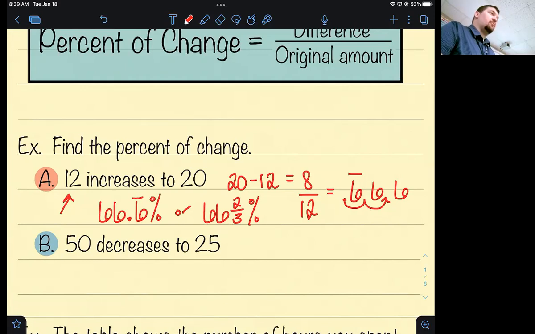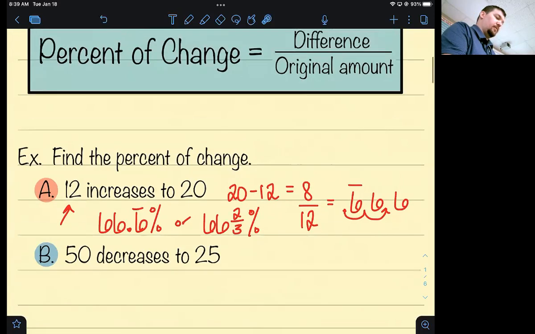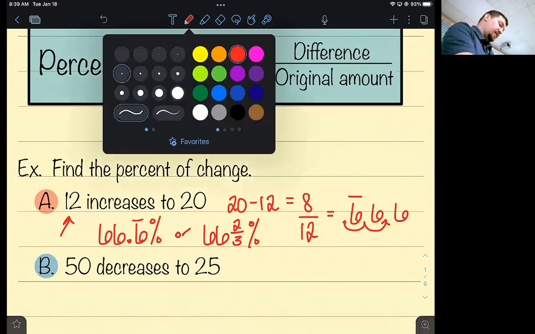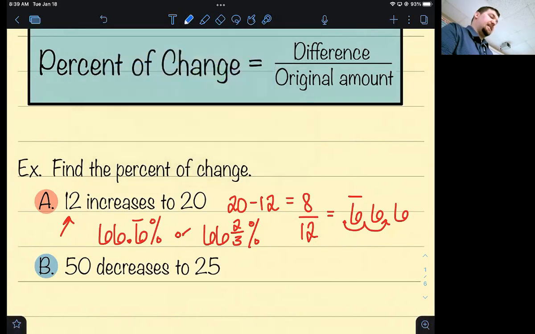All right, so let's recap. What did we do? We subtracted to find our difference amount. We put that 8 on top. We wrote the first number, the original, on bottom. We divided to turn it into a decimal, and we slid the decimal point over to write it as a percent. Sometimes our decimals are repeating. This one's not going to be repeating. 50 decreases to 25. It doesn't matter if it says increase or decrease, you still do the same thing.